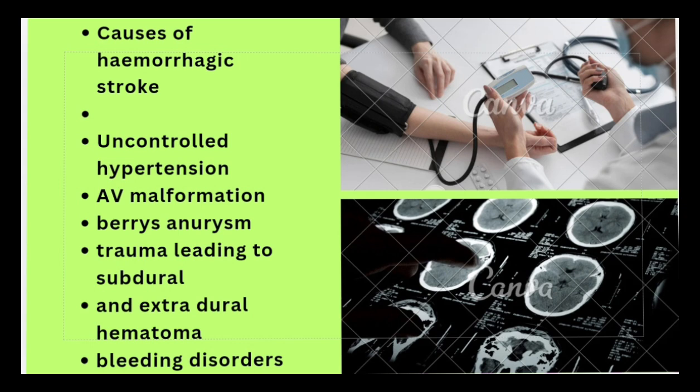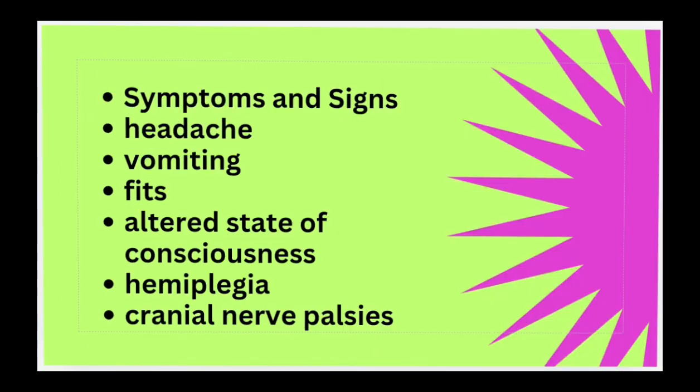After that, we will discuss the symptoms and signs of intracerebral hemorrhage and subarachnoid hemorrhage. The symptoms and signs are because of increased intracranial pressure. There is a surrounding edema around the hemorrhage. So the patient can present with severe headache, vomiting, fits, altered state of consciousness, and depending upon which area of the brain is involved, there can be hemiplegia or different cranial nerve palsies.